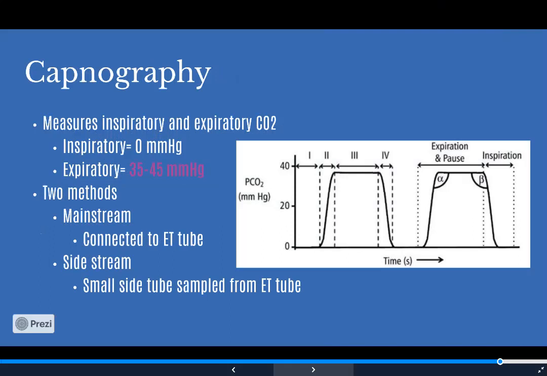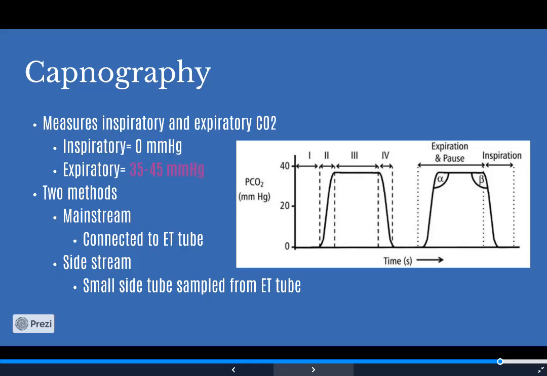So a better way that we can measure our patient, not necessarily how well they're being oxygenated, but how well they're actually breathing, is measuring their inspiration and expiration. Inspiration, right? Their capnography should be 0 mm Hg. We shouldn't be gaining carbon dioxide while they're inspiring. That would be like, okay, where are they getting that from, right? Because they should be breathing in oxygen. And then expiring out, they should be expiring out somewhere between 35 to 45 millimeters of mercury.